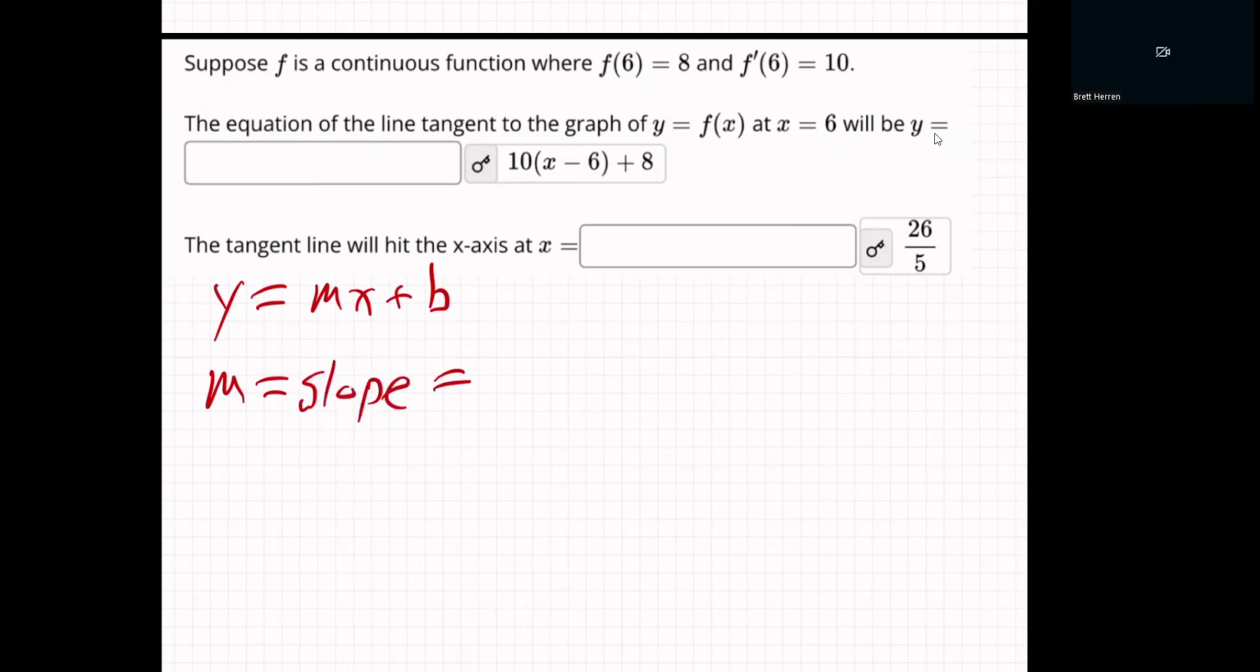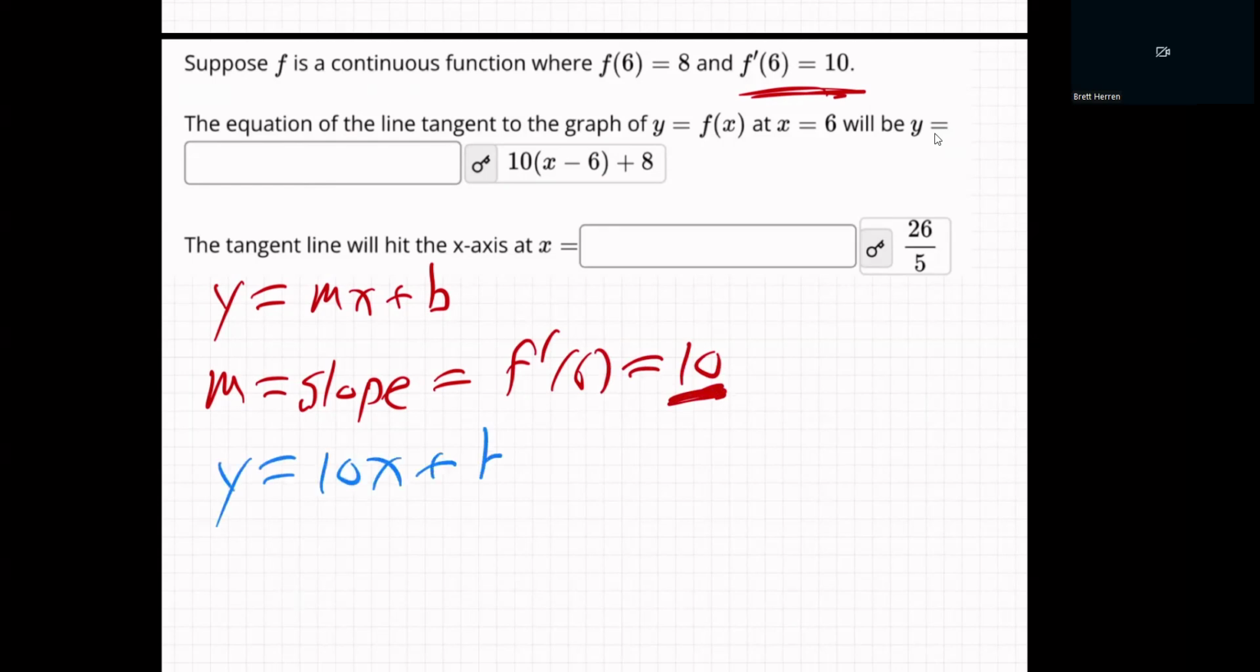The slope of the tangent line is the derivative, is f prime. And what is that? Well, f prime of 6 is 10. So there's the slope. So we go, okay, so it's y equals 10x plus b. Now, what do we do from here?